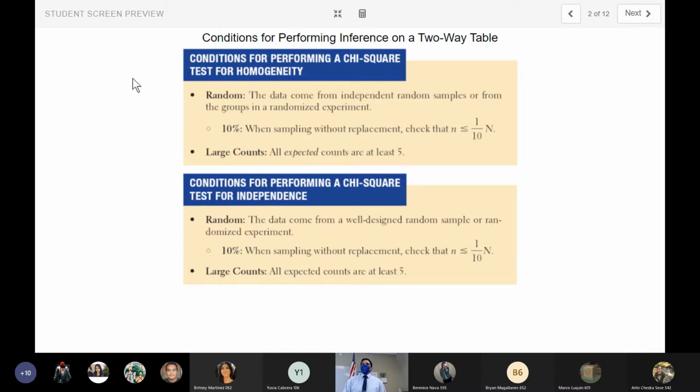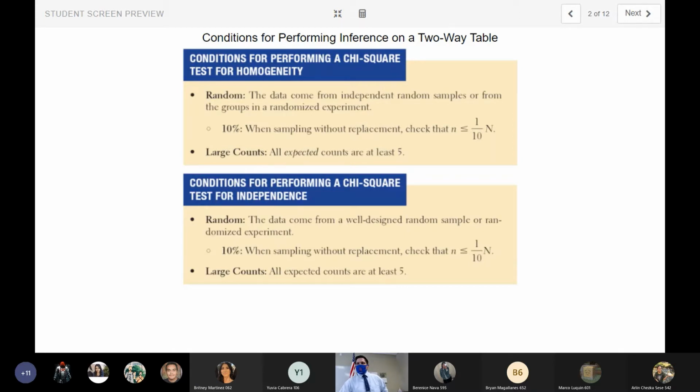So we have conditions for performing a chi-square test for homogeneity. When we're doing the test for homogeneity, the random condition is that the data come from independent random samples or from the groups in a randomized experiment. Independent random samples, that's important, meaning we're not sampling from the same populations or same groups. We have the 10% condition when sampling without replacement, and our large counts condition, that all expected counts are at least 5.